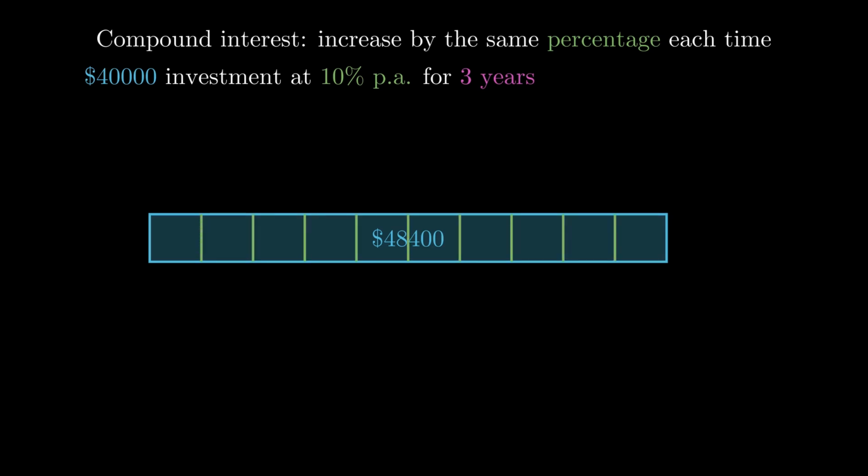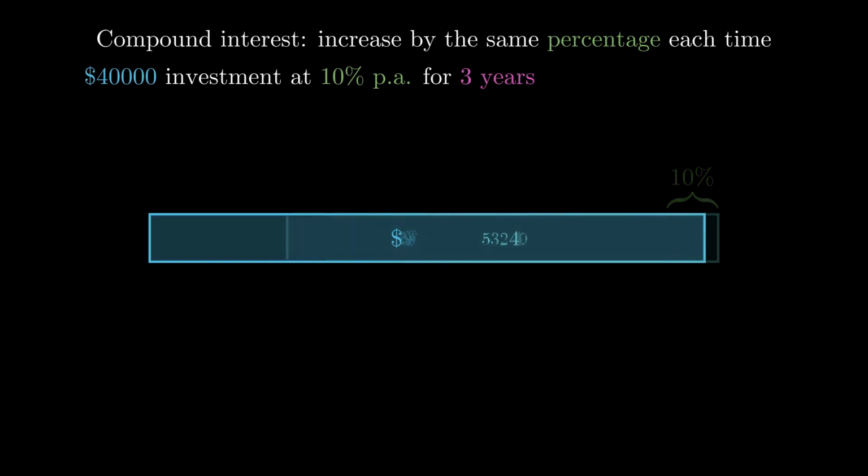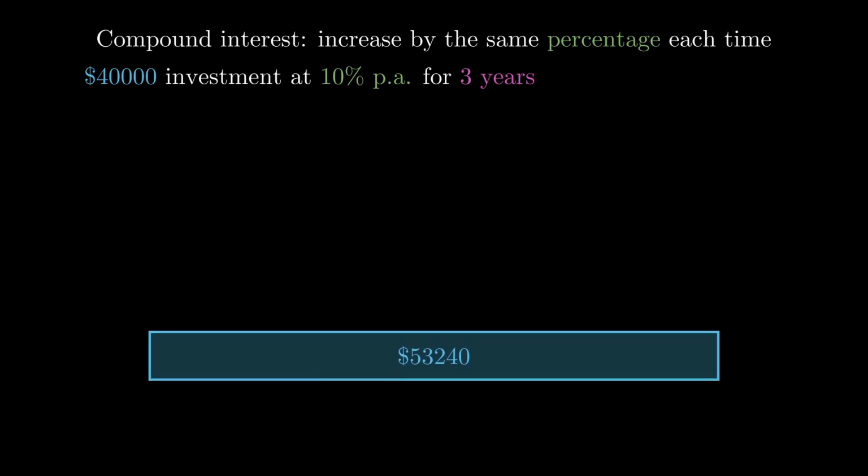We cut this into pieces again, and this 10% chunk here is going to be even bigger than last time. And now when we increase by 10%, we find that a 10% piece is 10% of 48,400, which is now 4,840. And so by the end of the third year, we're now looking at a grand total of 53,240 or something.